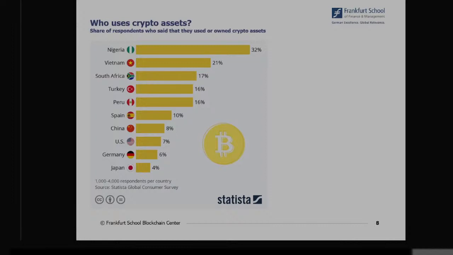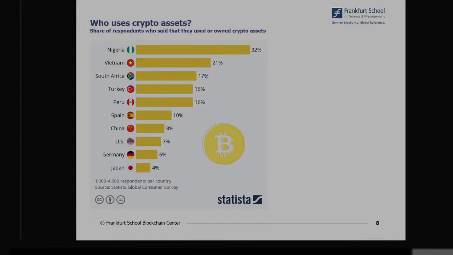And here in Nigeria, we see 32%. I mean, that's like a third of the people. This is really, really high. And also in some other countries, such as South Africa, and also in Latin America, such as Peru, the share is quite high. In Germany, we currently have a share of 6%. This seems quite low. However, you also have to see that it has grown substantially in the last few years. Last year, I think it was 4%, indicating a 50% increase of the share.